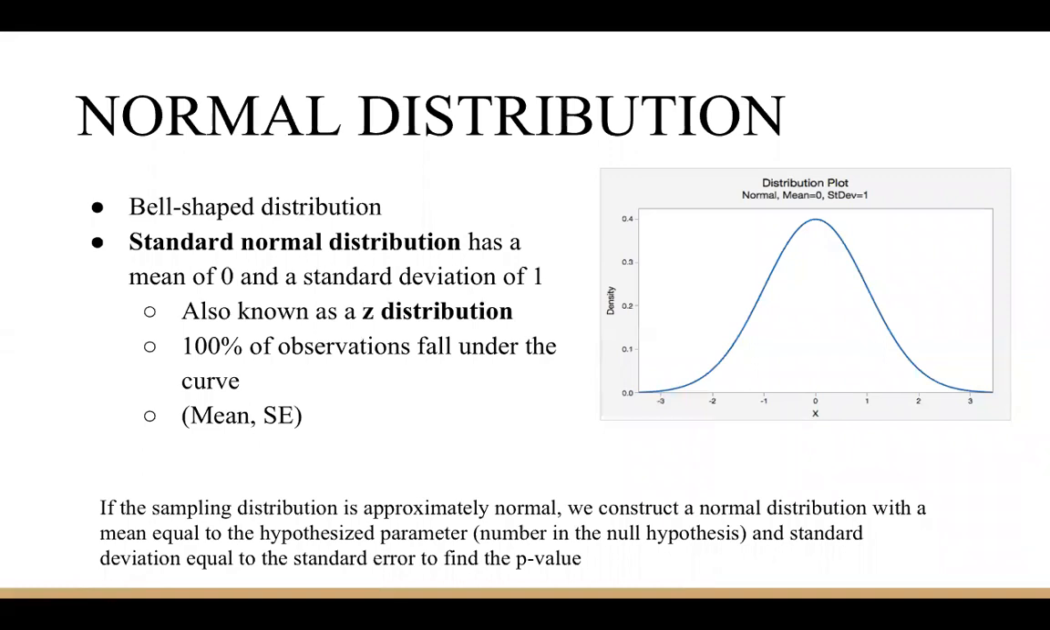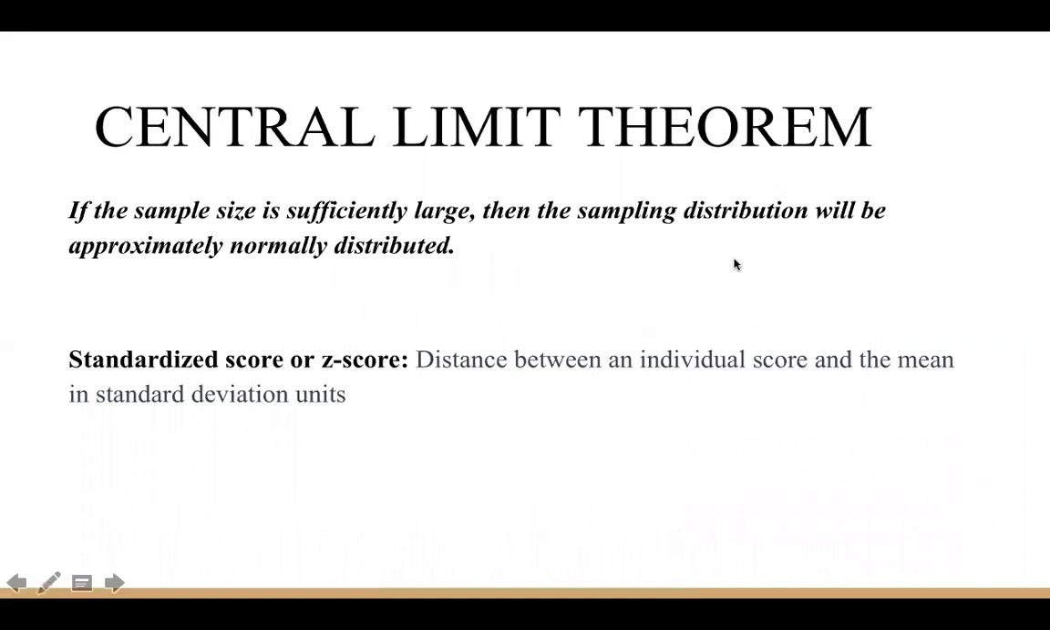So if your sampling distribution is approximately normal, we construct a normal distribution with a mean equal to the hypothesized parameter, which is the number in the null hypothesis, and the standard deviation equals the standard error, and then you can find your p-value. Remember, the central limit theorem states that if the sample size is sufficiently large, then the sampling distribution will be approximately normally distributed. As your sample size increases, the more normal or bell-shaped your distribution becomes. And just remember that a z-score, or standardized score, is the distance between an individual score and the mean in standard deviation units.